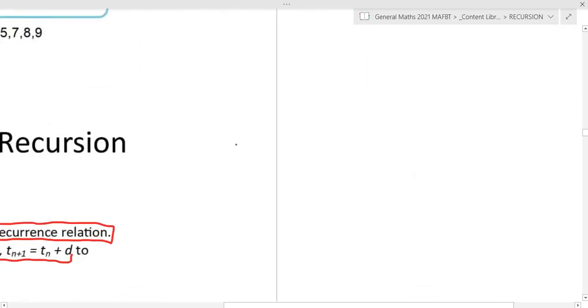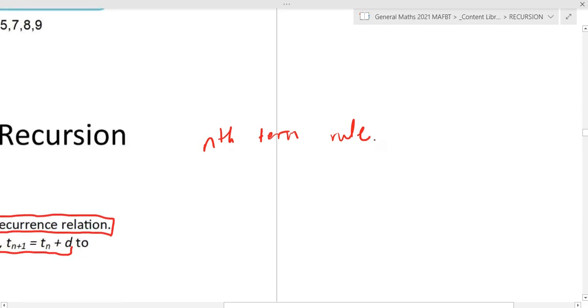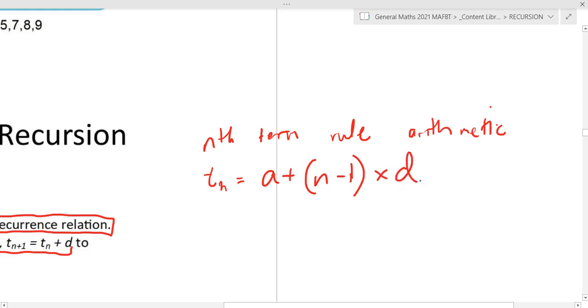Okay, so the nth term rule looks like this. This is for arithmetic. What does arithmetic mean, guys? Plus and minus, same amount. So the nth term rule for arithmetic. Does anyone remember it? What's the arithmetic nth term? Yep, so it's going to be Tn equals, write it like this. A plus n minus 1 times d. Good. Okay, so that's our nth term rule.